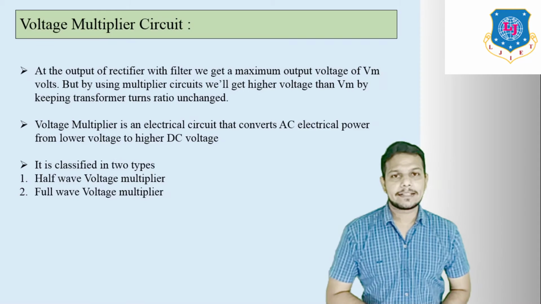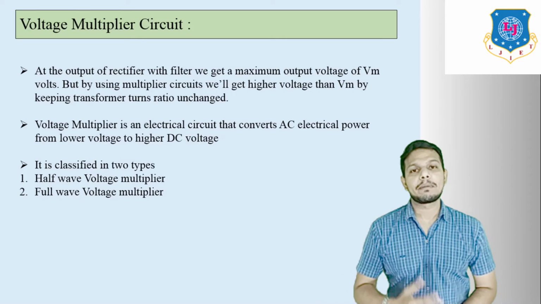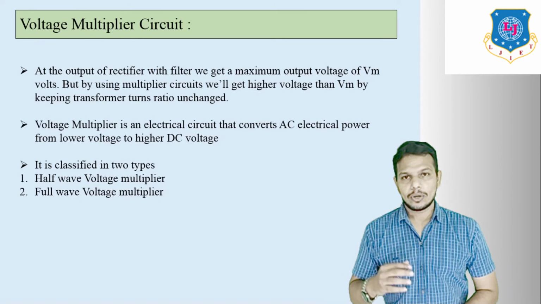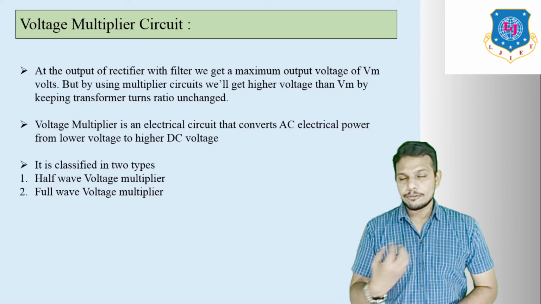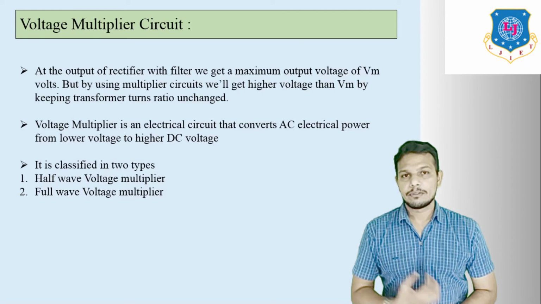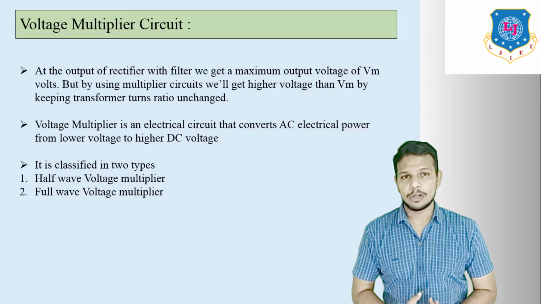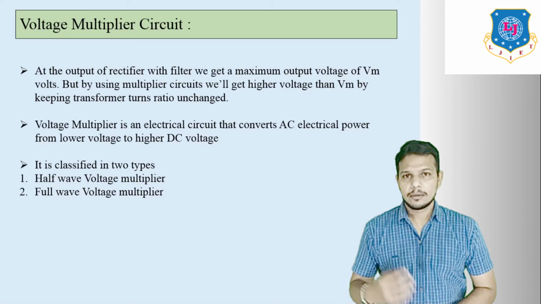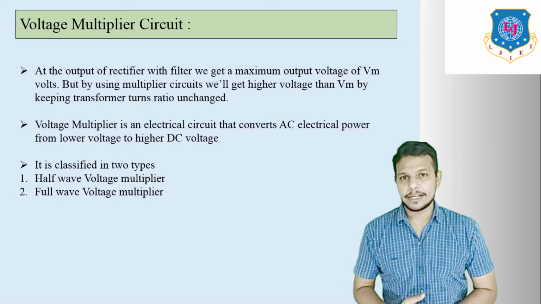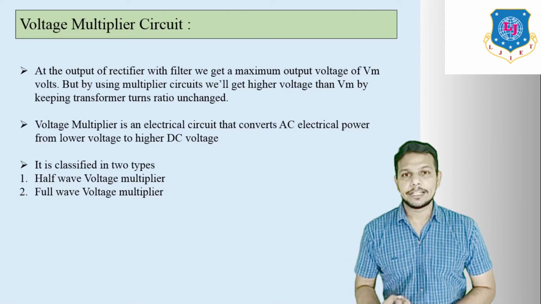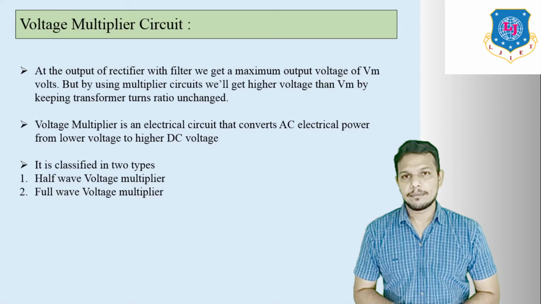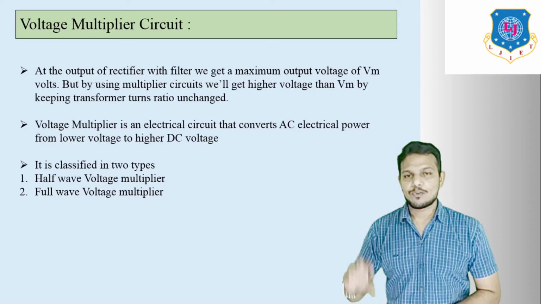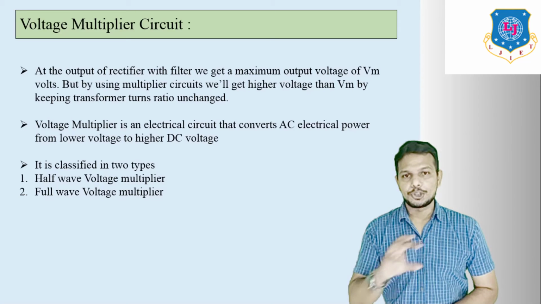Now next, let us discuss a new topic, the voltage multiplier circuit. At the output side of a rectifier with filter, we will get a maximum output voltage of Vm. But by using a multiplier circuit, we will get a higher voltage than Vm. It may be twice Vm, thrice Vm and 4 Vm, keeping the transformer turns ratio unchanged.